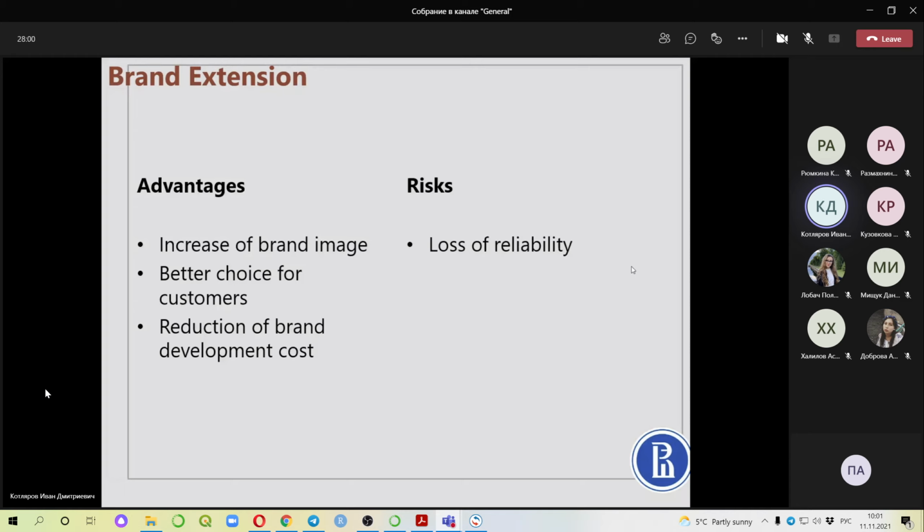We can go back to the example of Mars. As you understand, ice creams, chocolate bars, and chocolate drinks are very, very close from the customer's point of view. But in this case, this brand extension was quite successful. But photocopiers and personal computers are very distant from the technological point of view. And this is why it was a failure. Guys, do you understand? Is it clear? Yes, it is. Okay, I hope so.